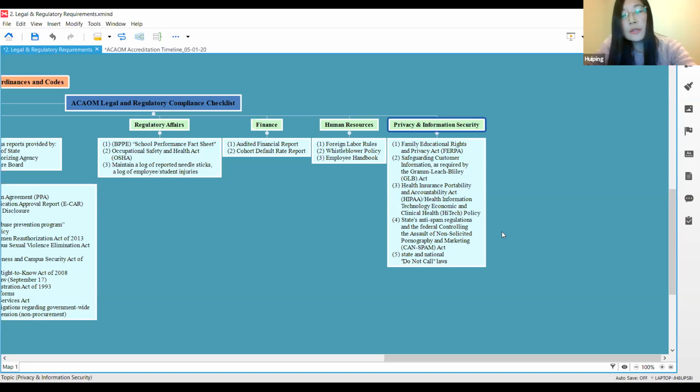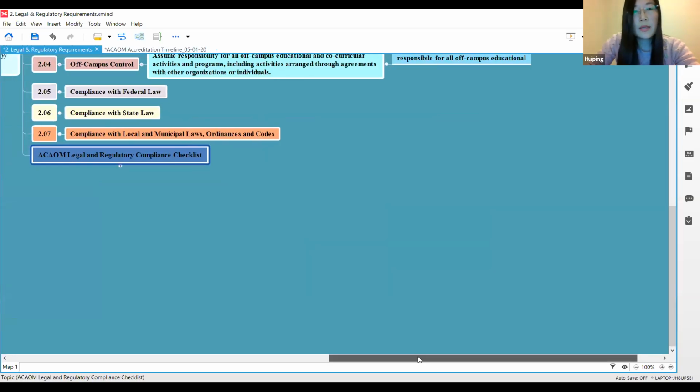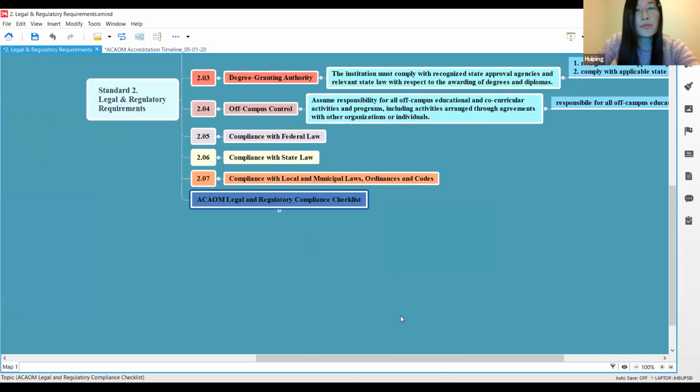And the last two items are about our marketing. We need to pay attention to these requirements. CAN-SPAM: when we send email out for advertisement, we need to have the option to let them opt out. So that's one of the regulations. Another one is that if we make a phone call for advertisement, we need to follow the Do Not Call laws. Okay, let me close this one and let's have a review.